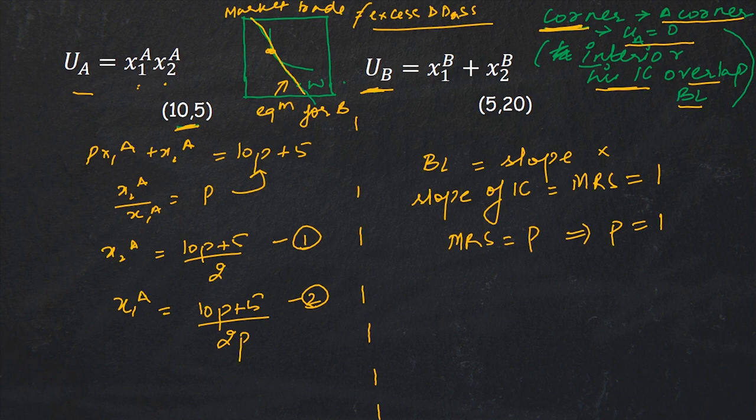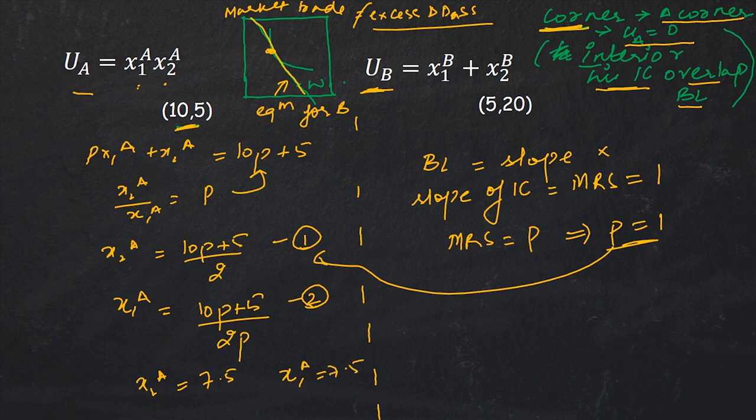We can put just this value back here and find our answers, which means x2a is 15 upon 2, which is 7.5. x1a is also 7.5, and x2b then will be equal to what? The total good 2 we have is 25. x2b will be 25 minus 7.5, which is 17.5. And x1b will be equal to 15 minus 7.5, which is equal to 7.5. So this question works like this because this condition is true.